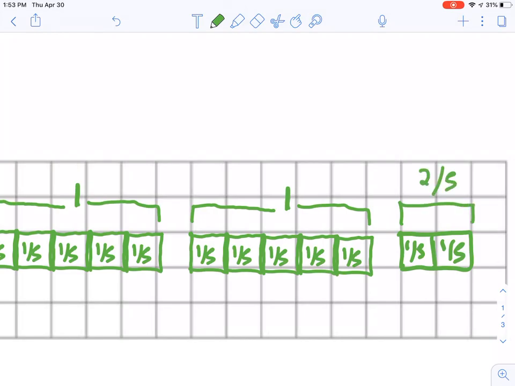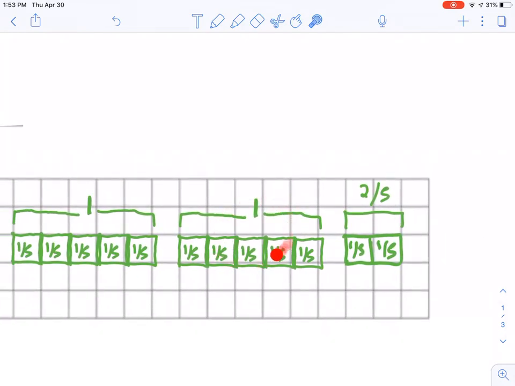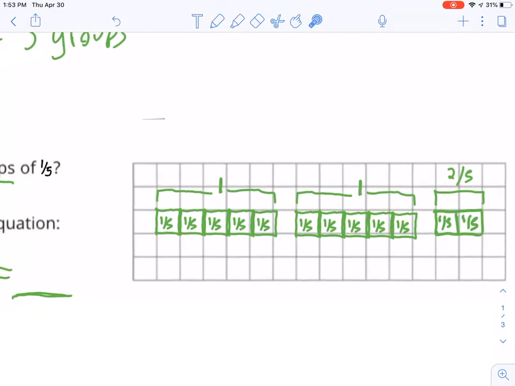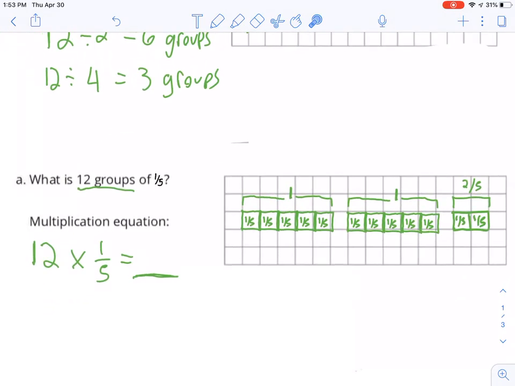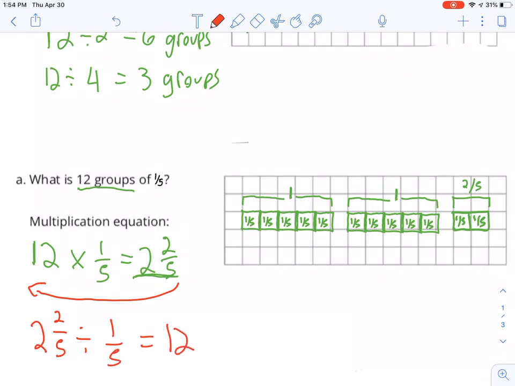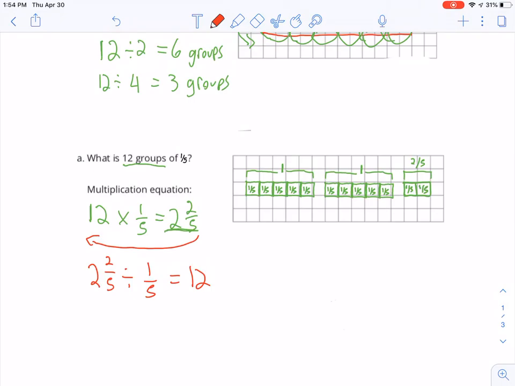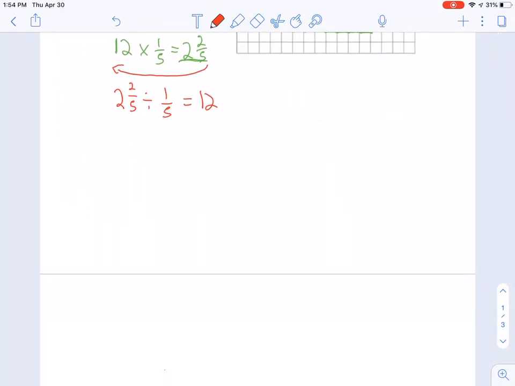So what's our answer? Our answer is going to be 1 full group of 1/5, 2 full groups, and then 2/5 of another. Okay, 2/5. So 12 times 1/5 equals 2 and 2/5. Now if we want to turn this into a division equation, we know we just move in the opposite direction, and we do simply 2 and 2/5 divided by 1/5 equals 12. Okay, excellent. Hopefully that's becoming a little bit more clear to you.